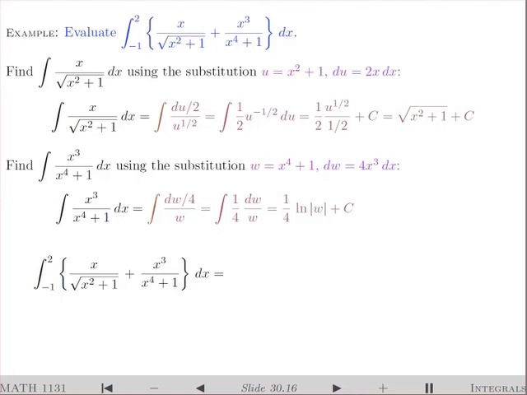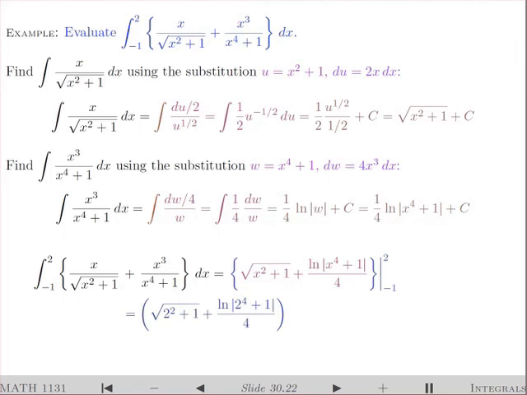And now again I have to go back to the original variable x. w is x to the power 4 plus 1. Let's plug that in. So an antiderivative for the original function will be this plus this. To calculate the definite integral, I have to find the net change in this. For the first term, an antiderivative is square root of x squared plus 1. For the second term, ln of x to the power 4 plus 1 over 4. Then you plug in 2 and negative 1 for x and then subtract.